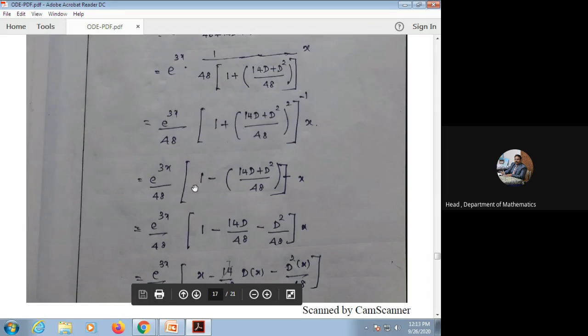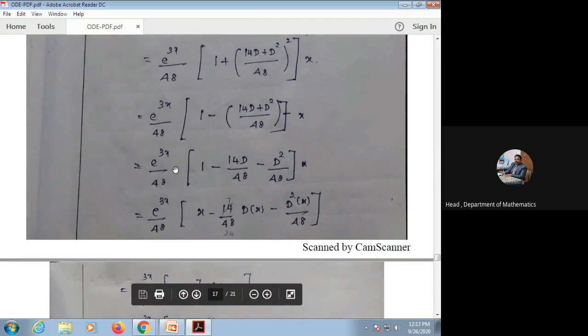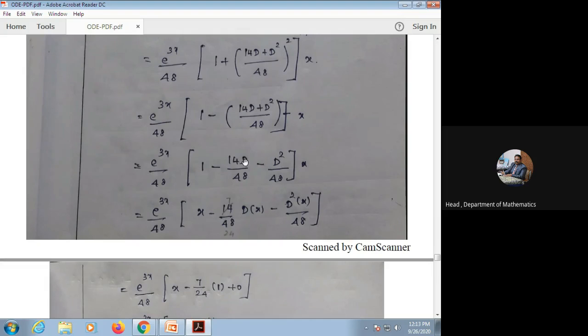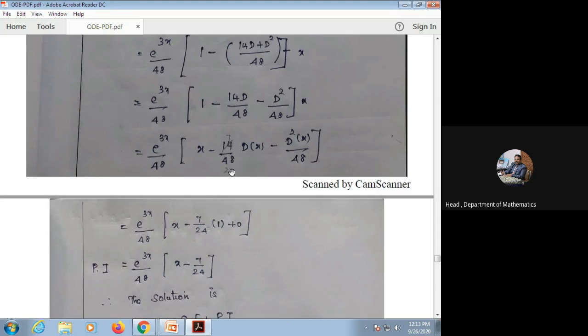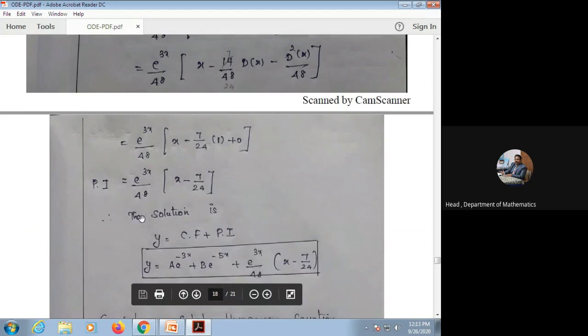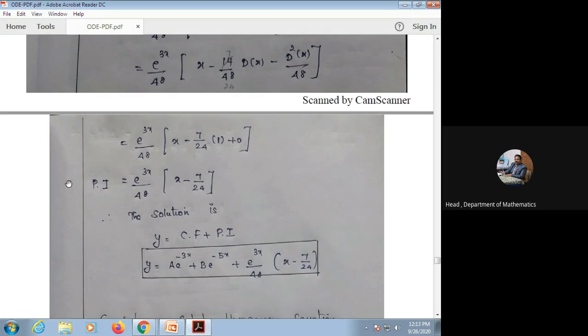Therefore, multiplying minus inside, we get 1 minus 14d by 48 minus d squared by 48, into x. And as it is, x into inside, therefore 1 into x, 14d of x by 48 minus d squared x by 48. Cancelling these two values, we get 7 by 24. What is the d of x? First derivative of x, that is 1. The second derivative of x, we know 0. So the total term is 0. Therefore, the solution is e power 3x divided by 48 into x minus 7 by 24. This is the particular solution value.